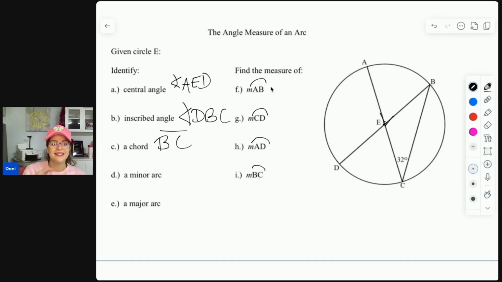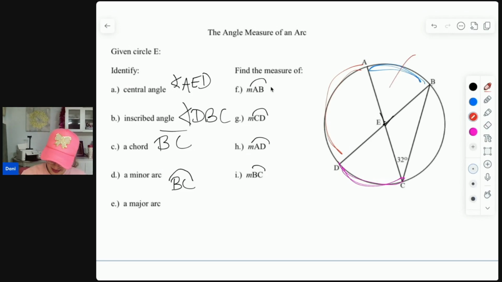Okay, a minor arc. A minor arc means that it is less than half the circle. And you show it with a little arc, like a little rainbow. Arc BC right there is a minor arc. Also a minor arc, AB is a minor arc. DC is a minor arc. And AD is also a minor arc. So as long as it's less than half, life is good.